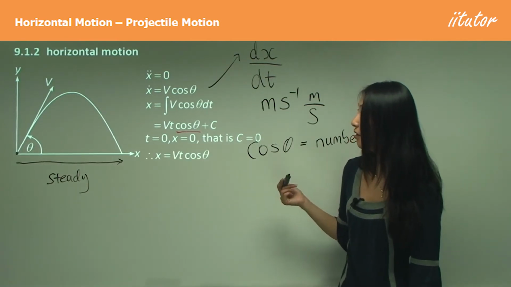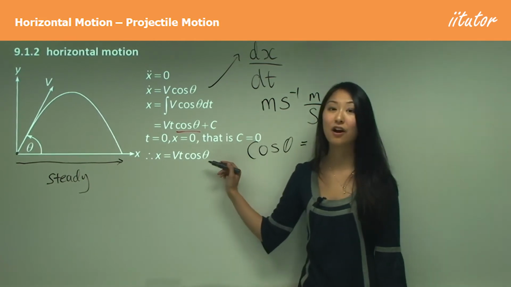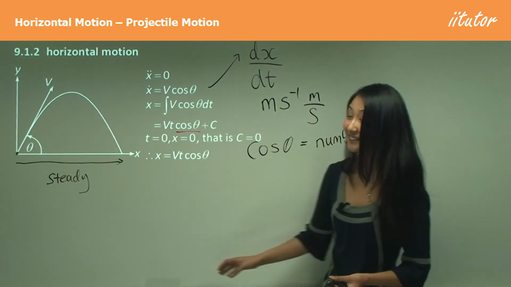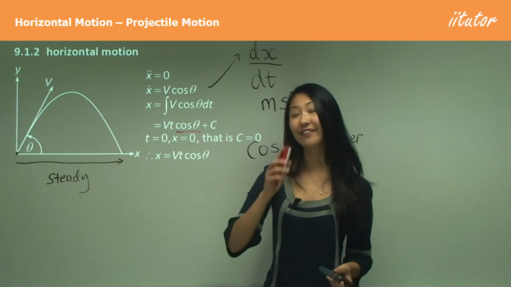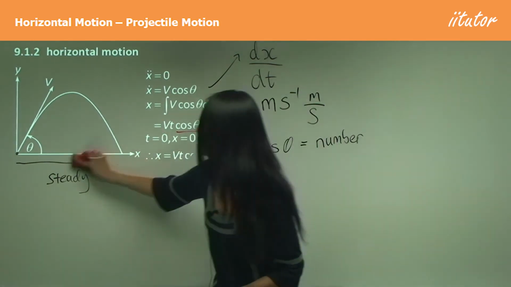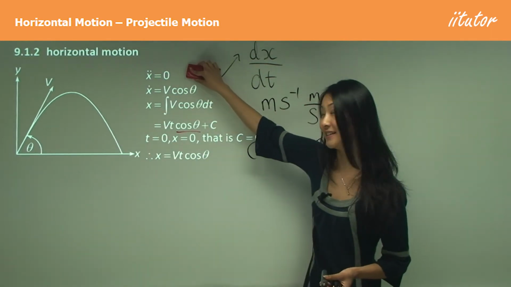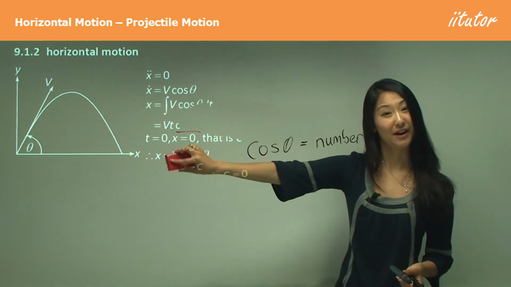So therefore, our horizontal motion equation is vt cos theta, right? So, a couple of things that you have to remember. Our horizontal motion is steady, unlike our vertical motion. So that means that our acceleration is going to be 0, and our initial velocity will represent the velocity for the whole way through.